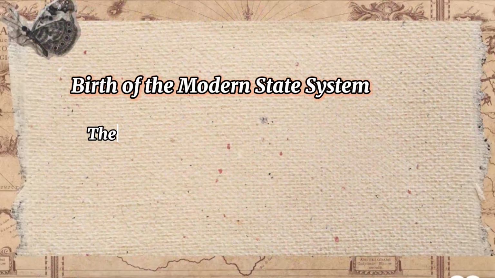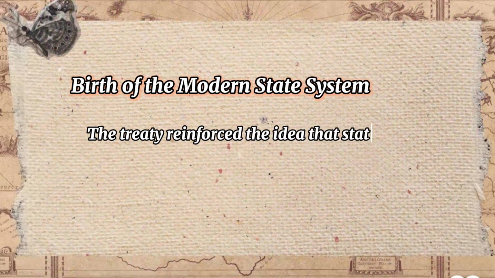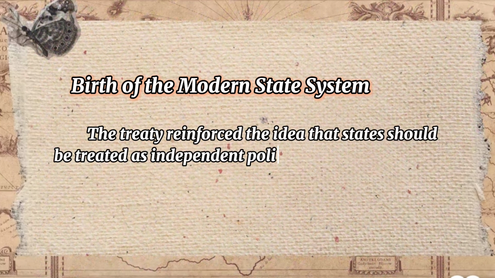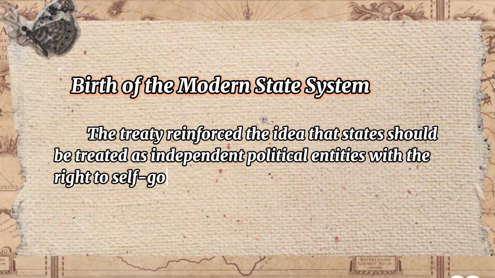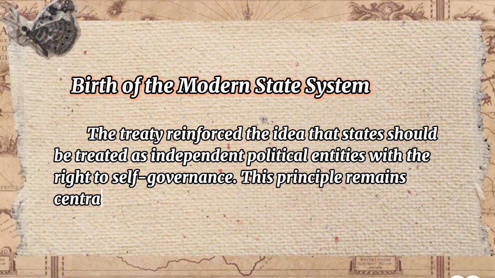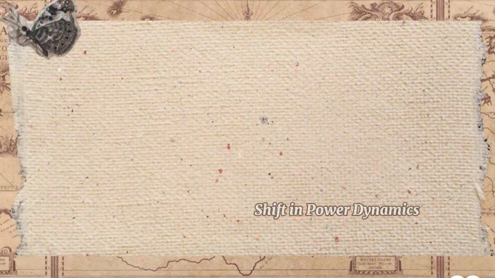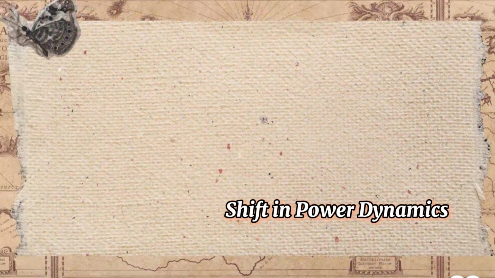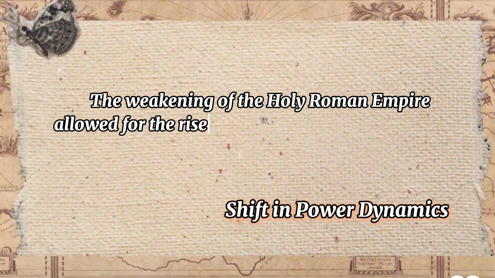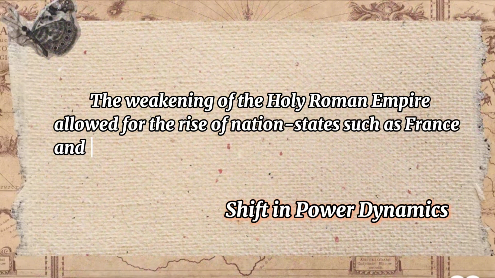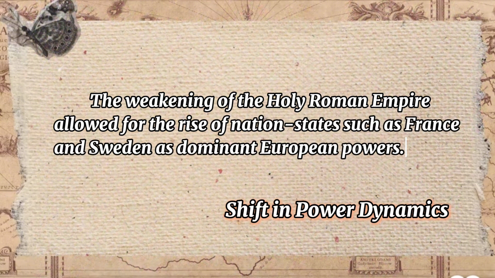The treaty reinforced the idea that states should be treated as independent political entities with the right to self-governance. This principle remains central to international law today. Shift in power dynamics. The weakening of the Holy Roman Empire allowed for the rise of nation-states such as France and Sweden as dominant European powers.